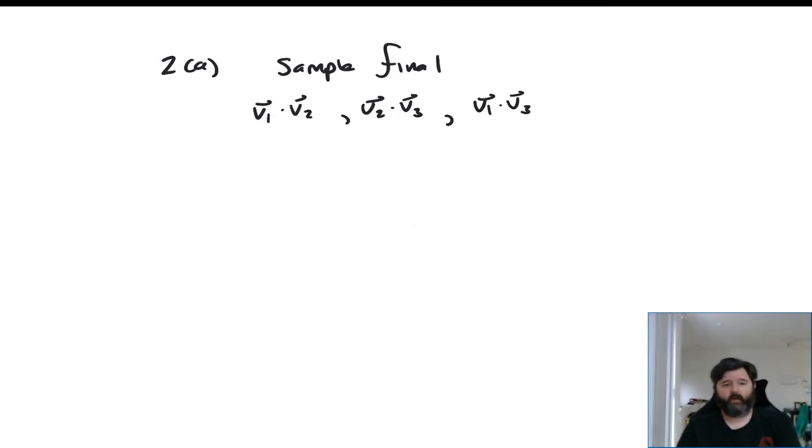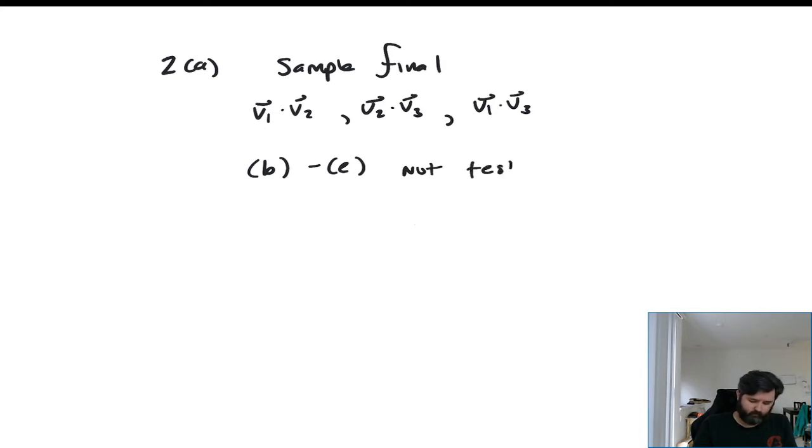All right. I clearly did not read this carefully enough. So for 2A is what you need to know. B through E, don't worry about it. Sorry, B through E is not tested for us. Okay. I clearly needed to read this more carefully. Sorry.